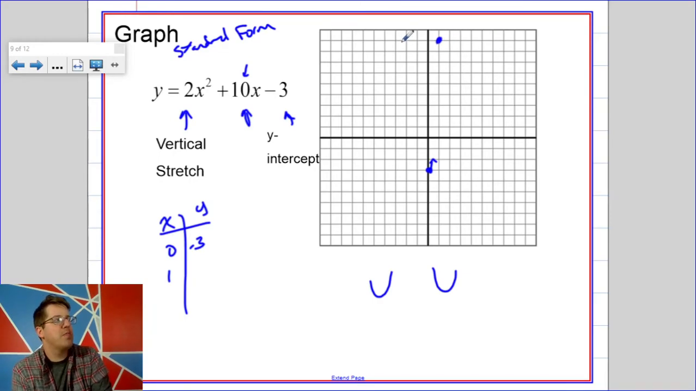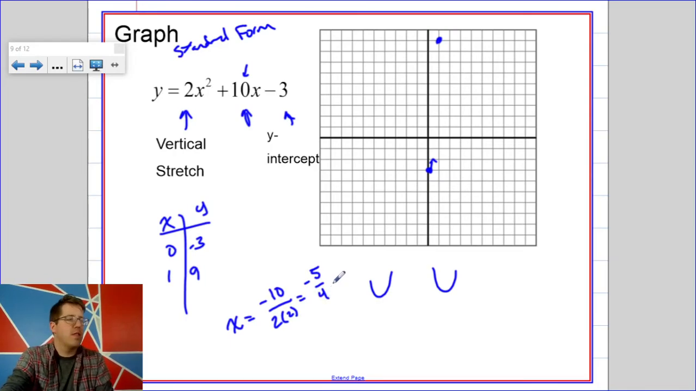Now, we can't just plot another point over here yet because we haven't identified the axis of symmetry. Do you remember how to find the axis of symmetry? X equals the opposite of b over 2a. So our axis of symmetry is -10/4, or perhaps -5/2. So remember, that's here.